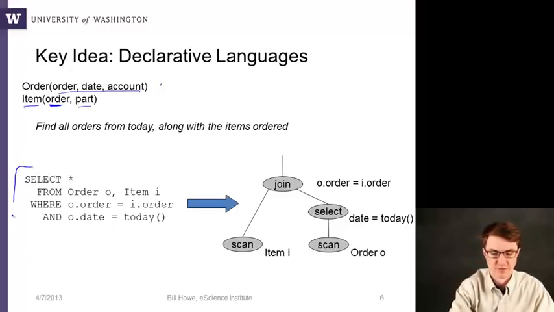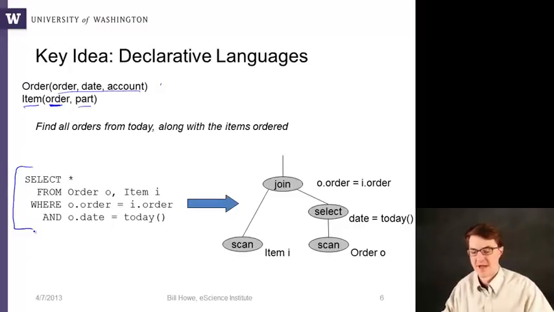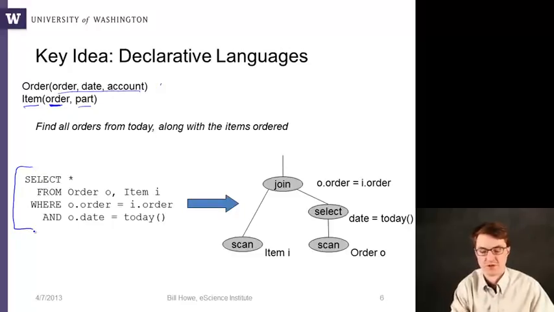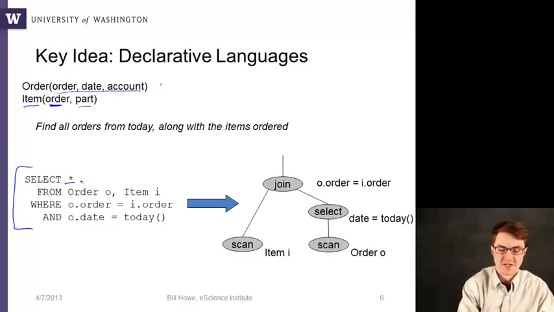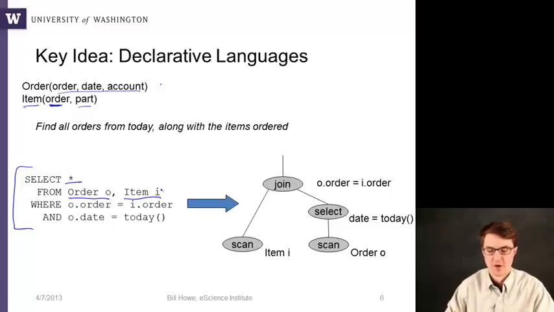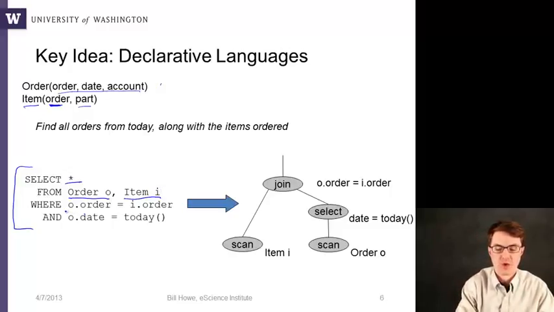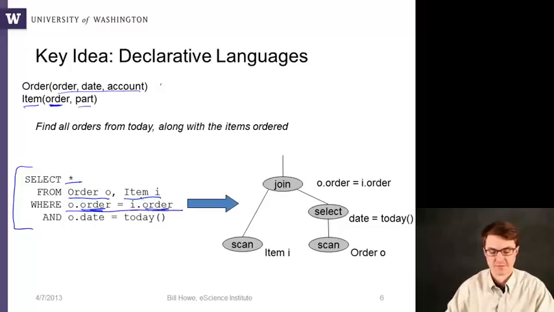And if you've seen SQL plenty of times before, bear with me. And if you haven't, then pay attention. So select star, give me all possible columns from the table order and all possible columns from the table item. But I only want records such that this condition is true, where the order column from the order table matches the order column from the item table, right? And then further, I only want orders from today, where order.date equals today.